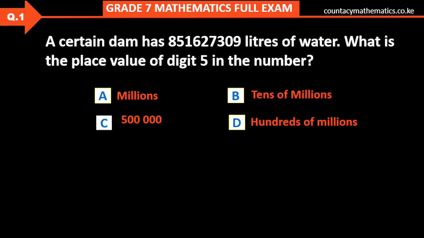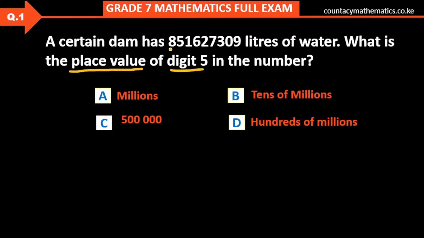And we are told that a certain dam has that figure liters of water. And then the question goes ahead and asks us what is the value of digit 5 in the number. So the question is asking us to find the place value of digit 5. And actually, this is a question that rarely misses in examinations, because quite often in question 1, you'll find a question asking you about writing numbers in words or place value. Therefore, it's very important that you do understand how to find the place value of a number.